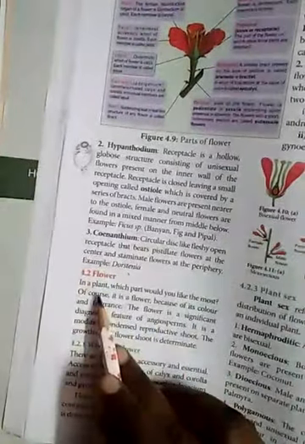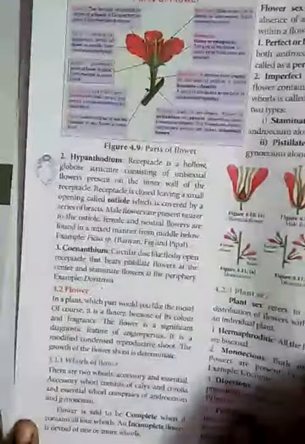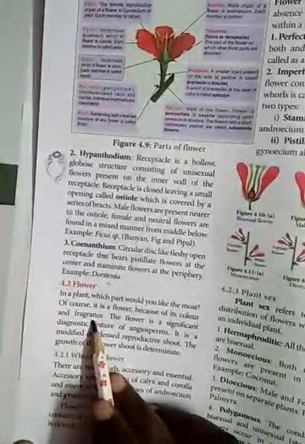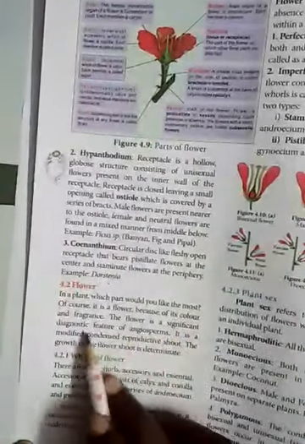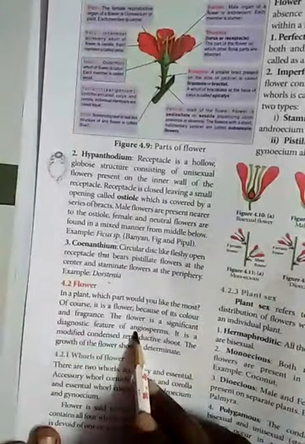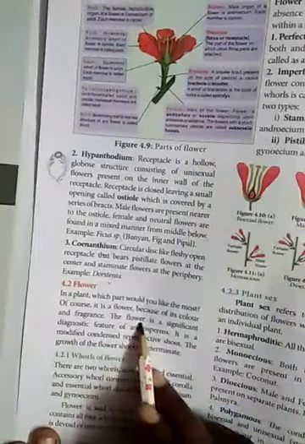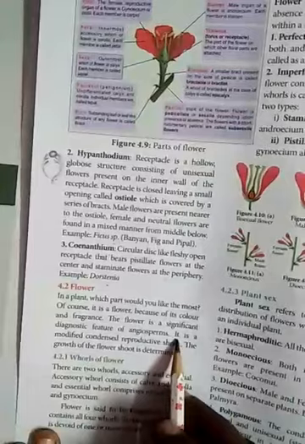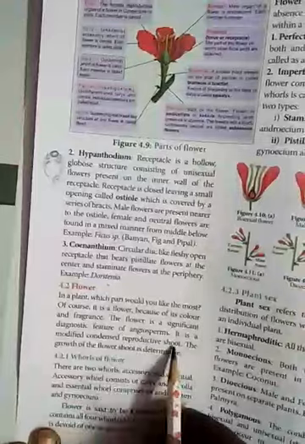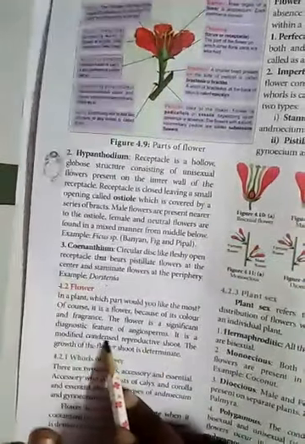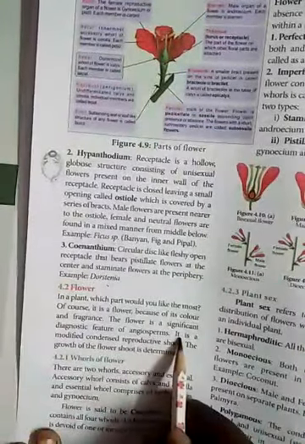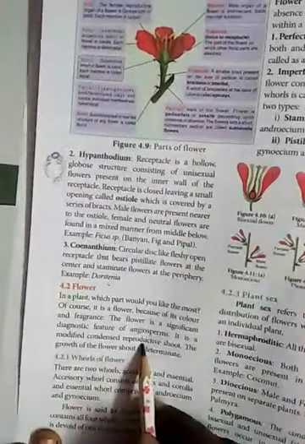So flower. In a plant, which part would you like the most? Of course the answer is the flower because of its color and fragrance. A flower is a significant diagnostic feature of angiosperms. As we know, angiosperms means flowering plants, characterized by the presence of the flower. A flower is defined as a modified condensed reproductive shoot. That is, the growth of the shoot is limited or condensed by the growth of a flower.